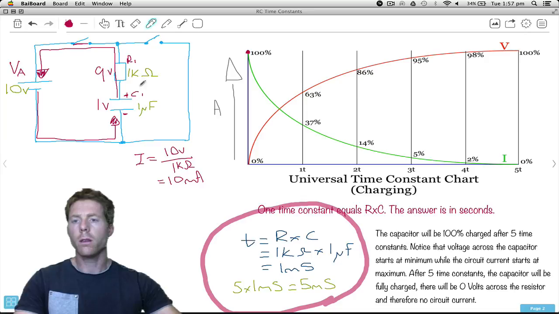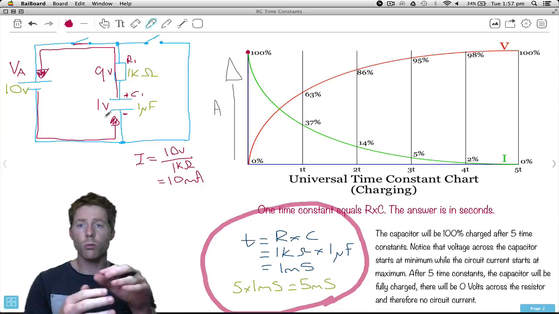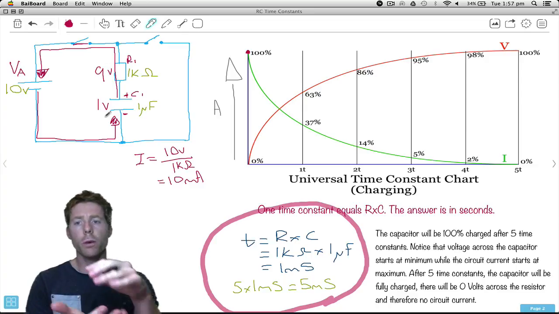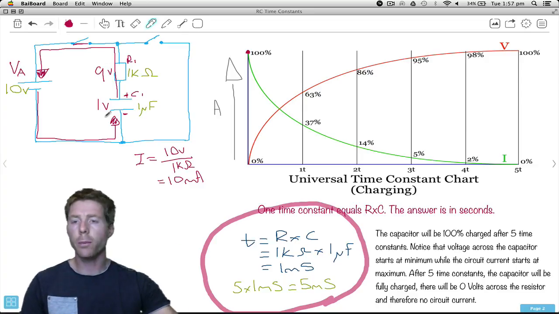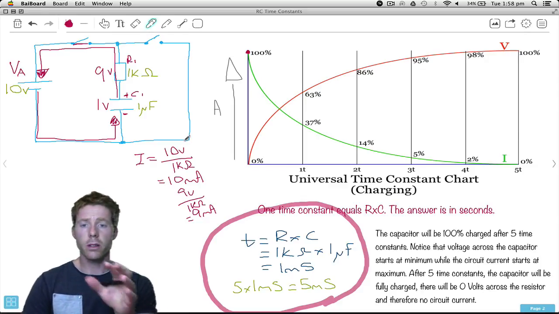So after a certain period of time, with the electrons starting to move around, build up on the bottom plate and leave the top plate, we're starting to get a negative-positive thing happening. Therefore, this starts to take on a voltage, and this one up here gets less. So therefore, the current, instead of being 10 milliamps, is now going to be 9 volts divided by 1K equals 9 milliamps. So the current is now less.